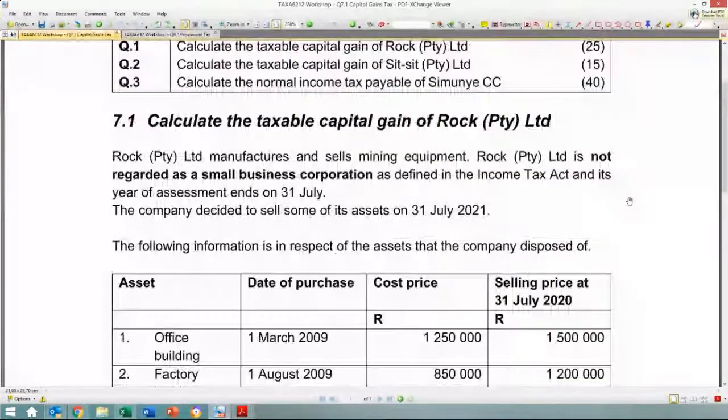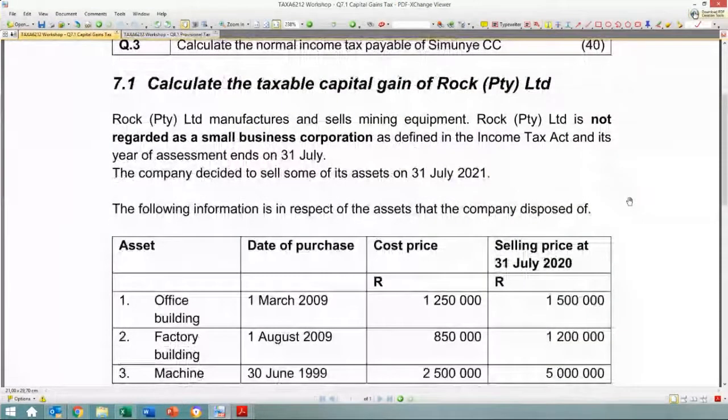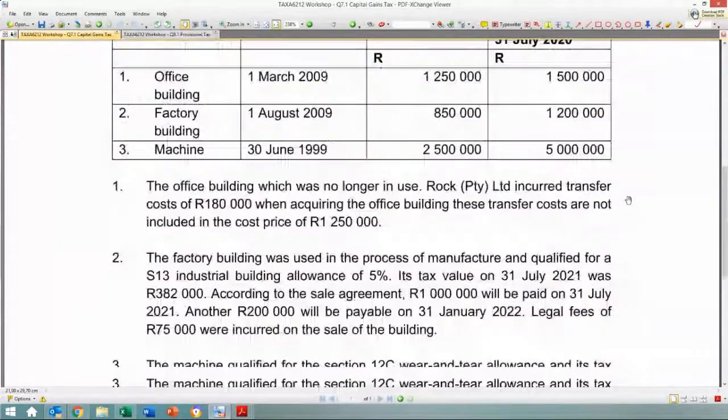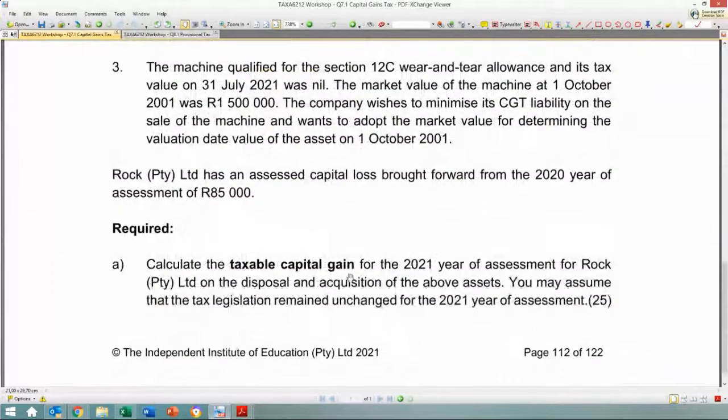find question 7.1. Now, what I've always told you is when we do a question in a test or in an exam, the first thing you need to do is go down to what is required of you. The reason this is important is so that you know what information you need to look out for when you read through the additional information.